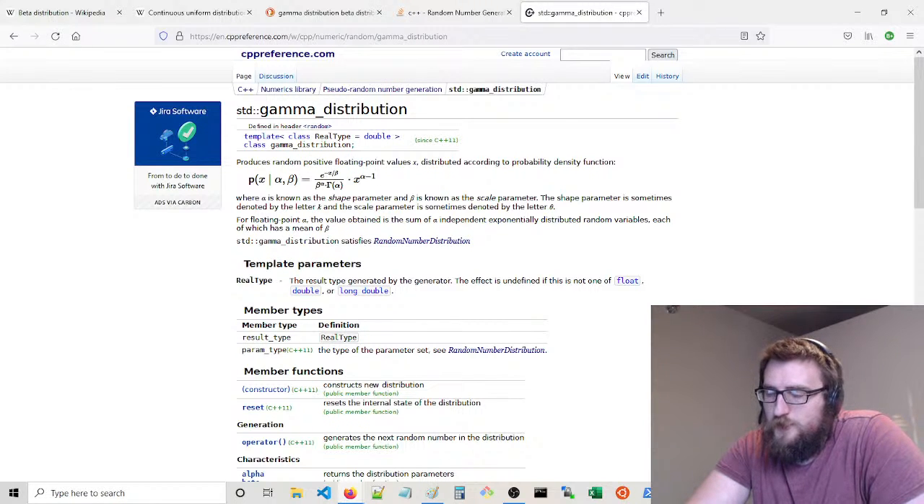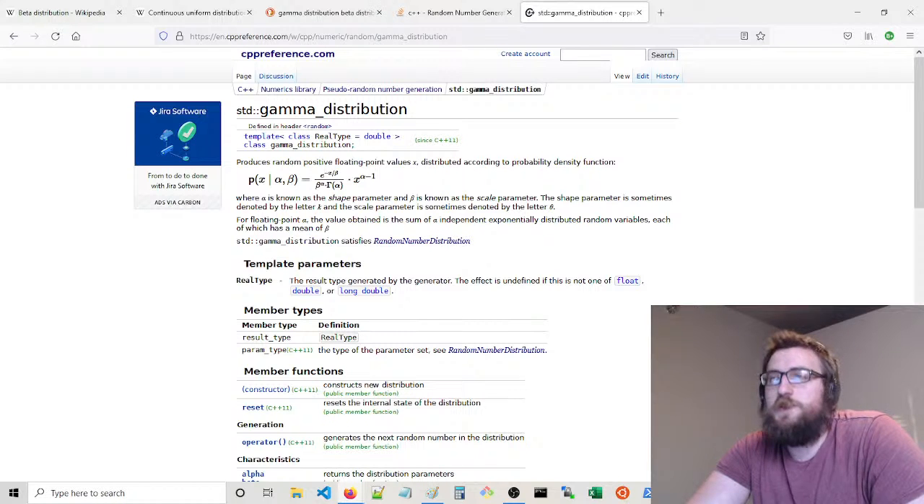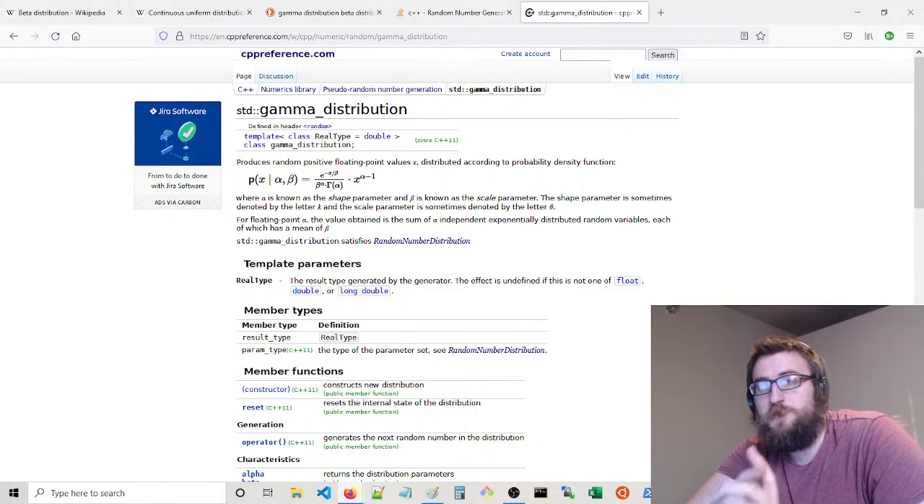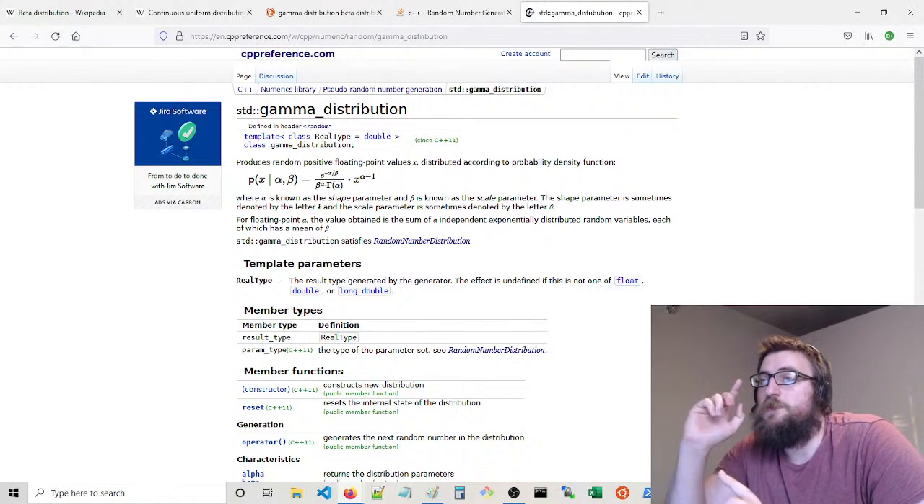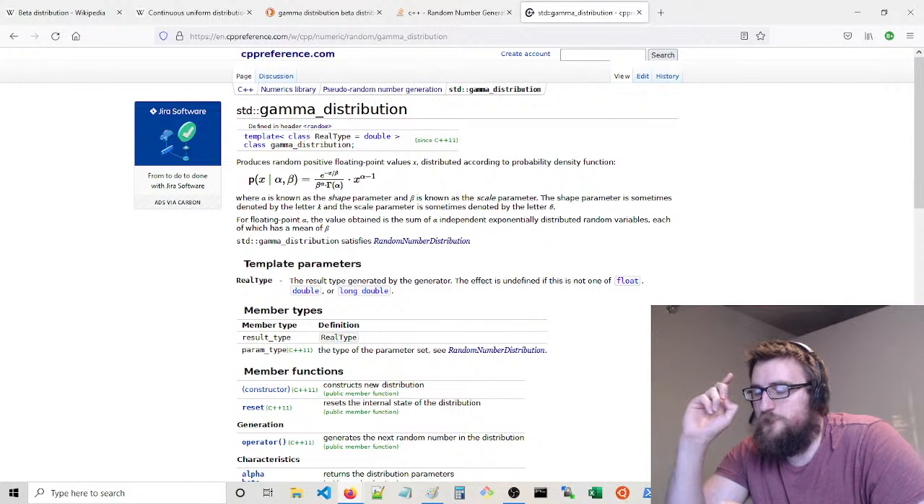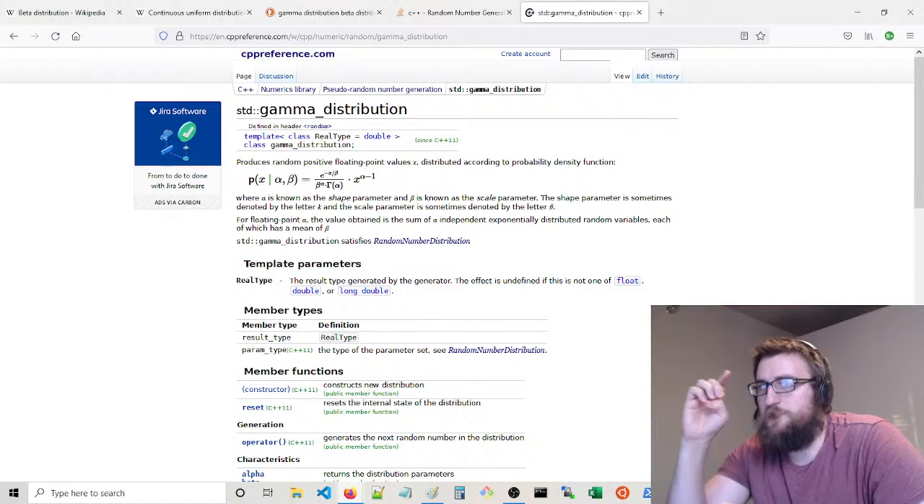Or just a gamma distribution. The CPP reference doesn't provide a beta distribution, but it does provide a gamma distribution. And a uniform distribution is beta of 1, 1, right? And a random variable, if x is equal to y raised to the n.